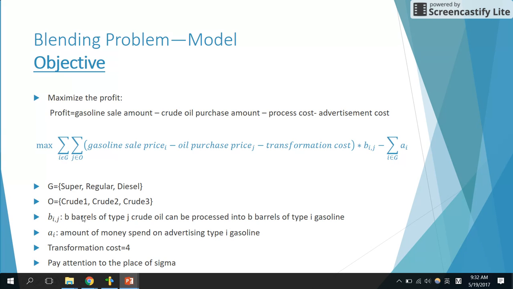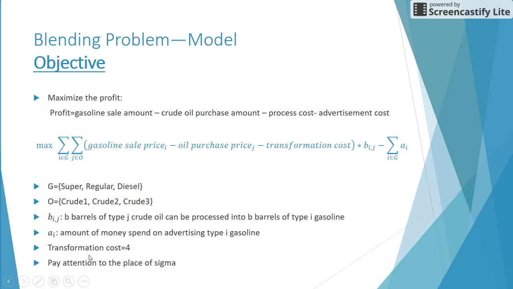A_ij means A barrels of type J crude oil can be processed into A barrels of type I gasoline. A_i means the amount of money spent on advertising type I gasoline. Transformation cost equals 4, and you should pay attention to the place of the sigma, because the first time I ignored the sigma sign before A_i, and it was wrong.